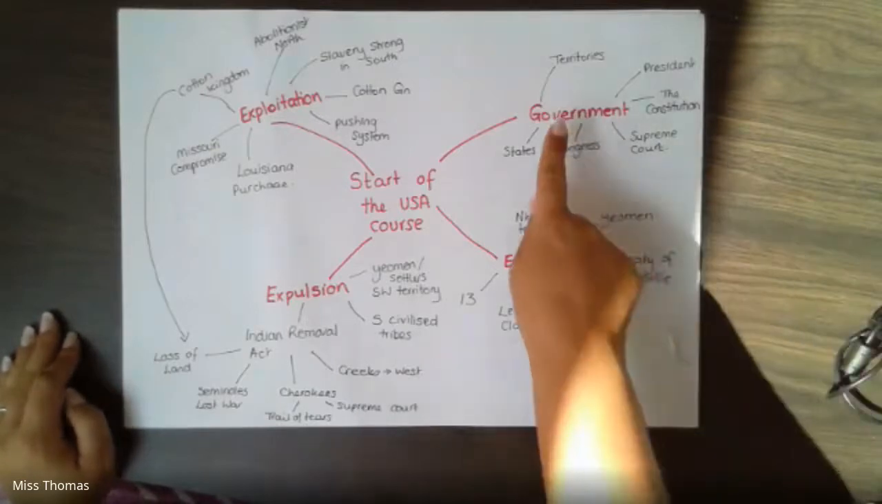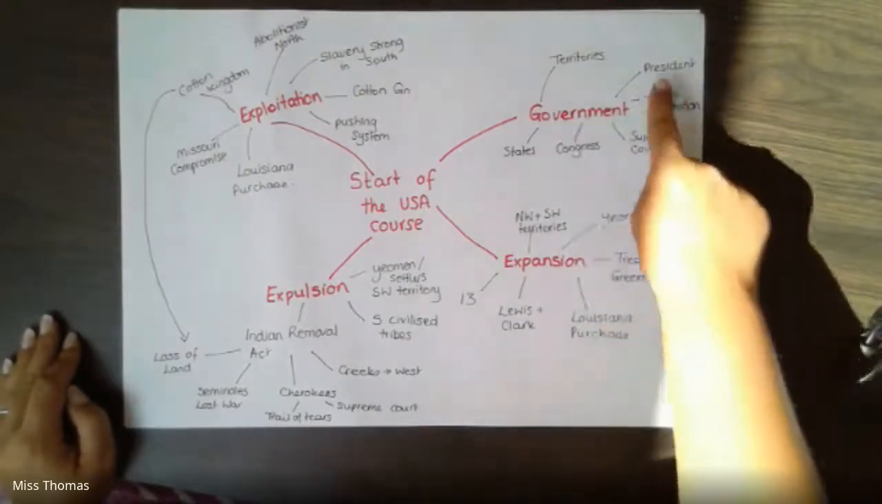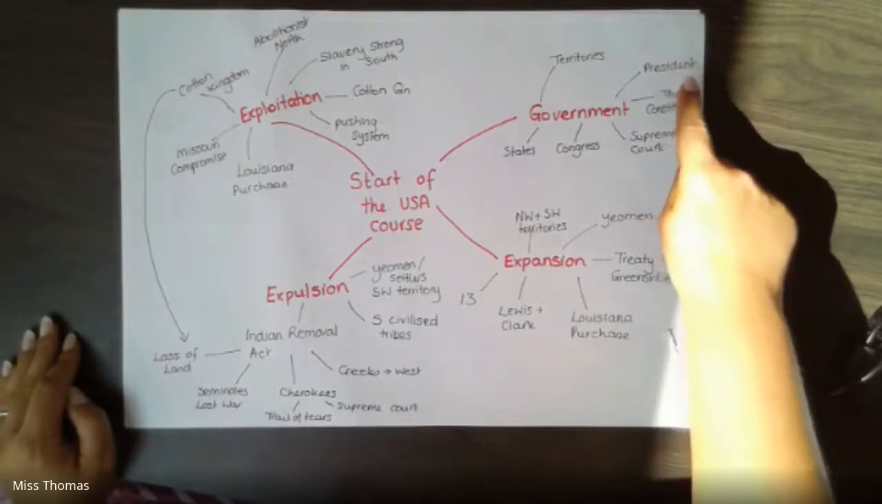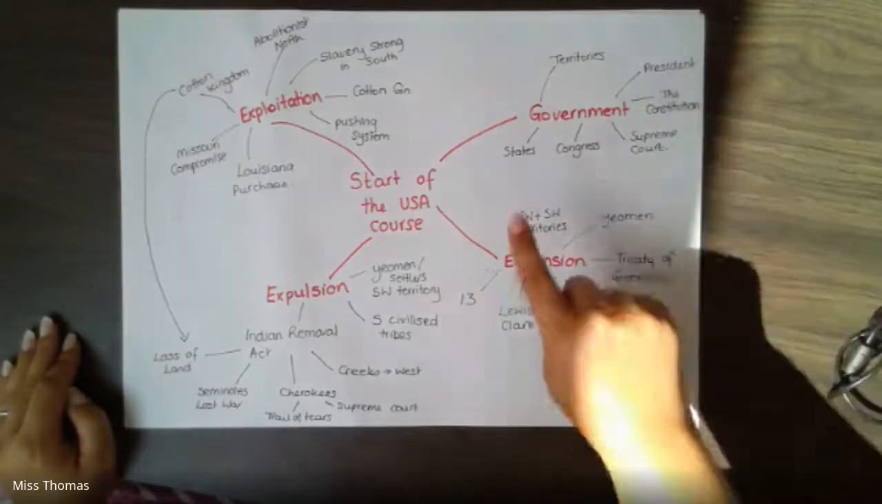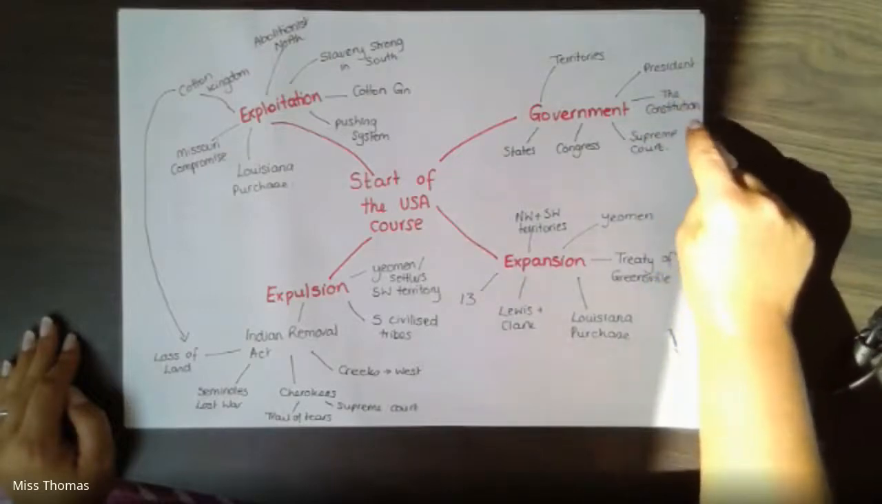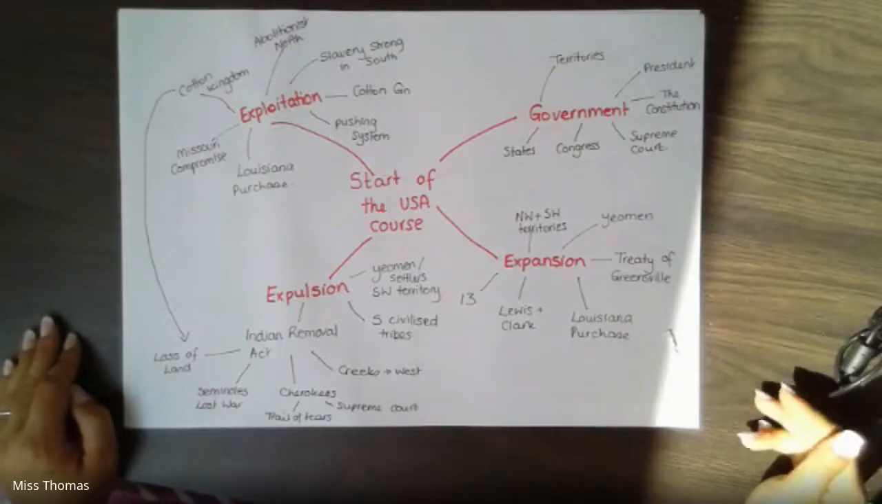So I'm going to start off first of all with the government. So, the government is led by the president. The first president of the United States of America was George Washington. He sets up the Constitution. Now, the Constitution is the set of laws. These are the laws that America should abide by.